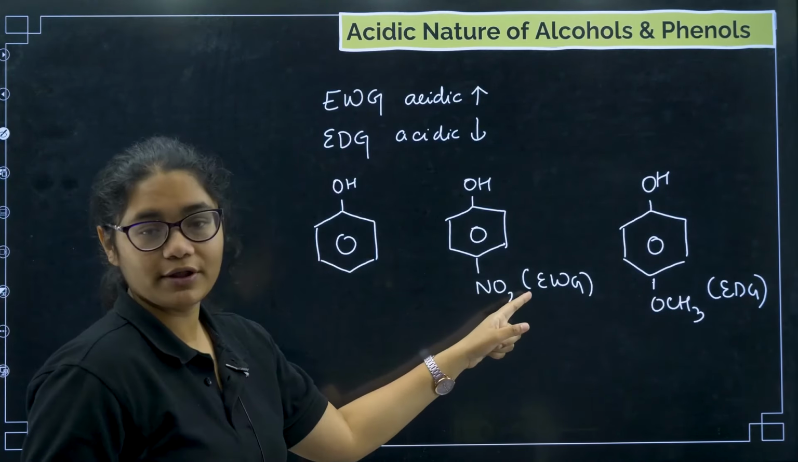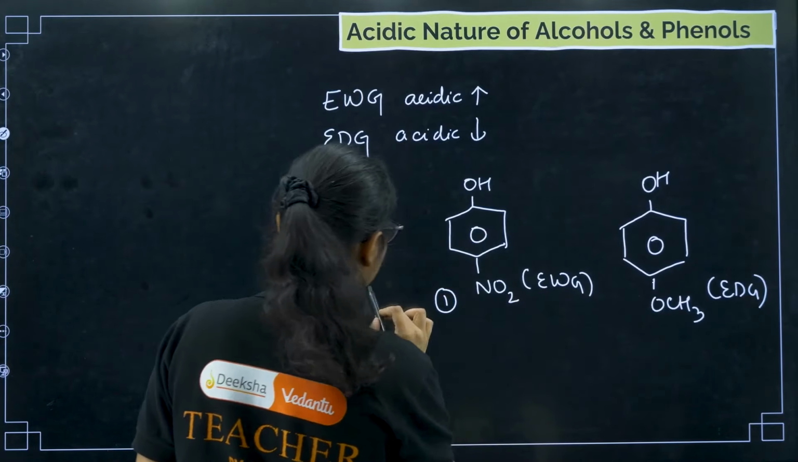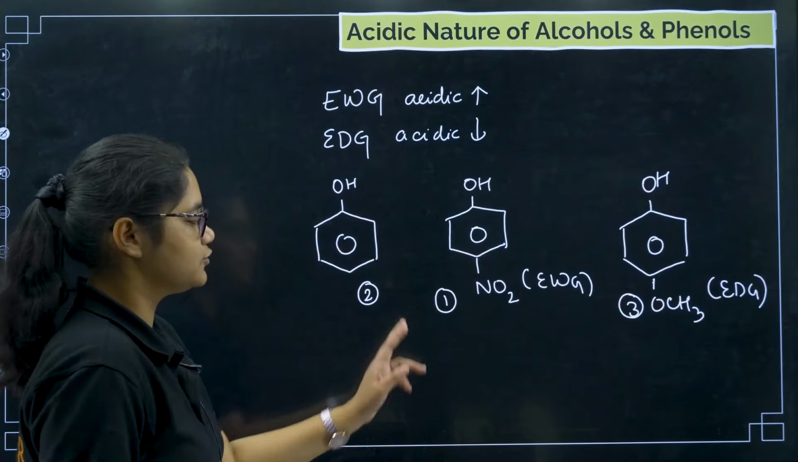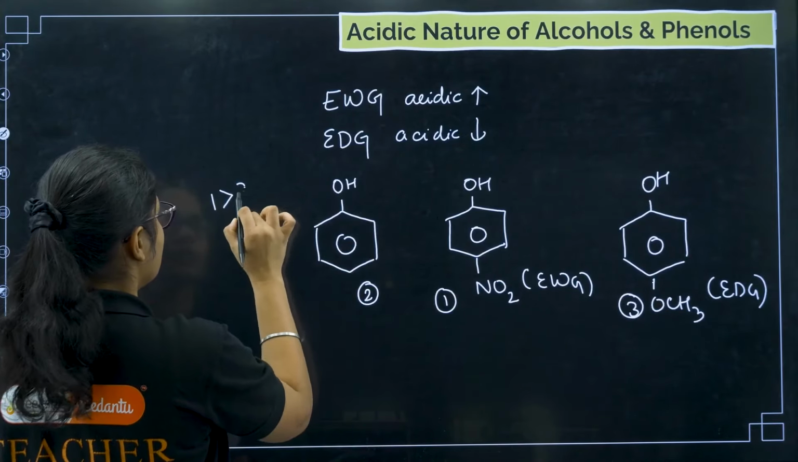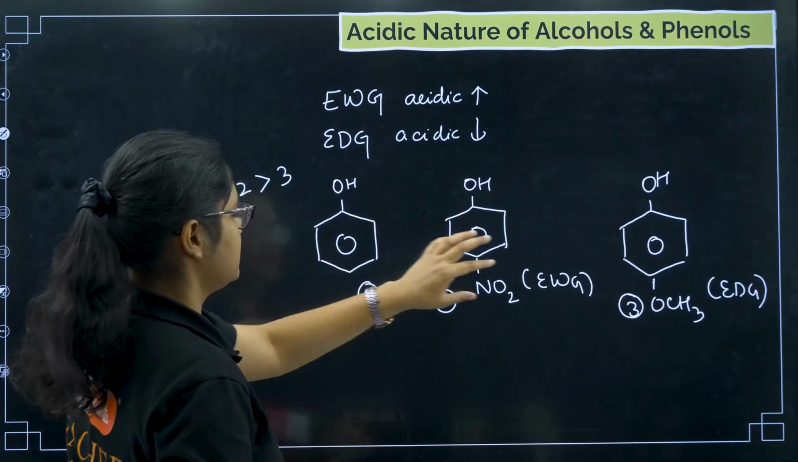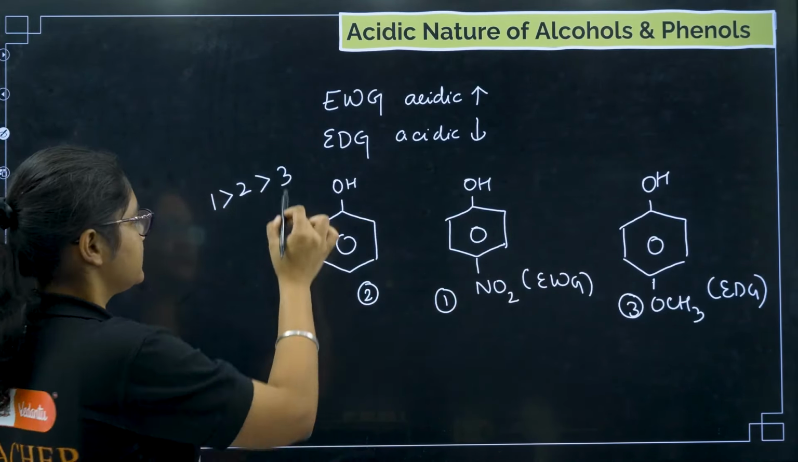So electron withdrawing group will increase the acidity. So this one will be highest acidic, then this is neutral, and then this is electron donating group, less acidic, right? So what is the acidic order here? 1, 2 and 3. Okay, so this compound is the first one, then this one, and then this one. So that is how you should remember for the acidity order.